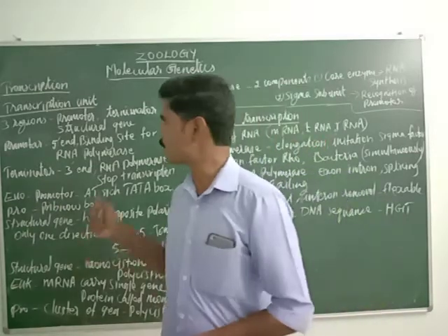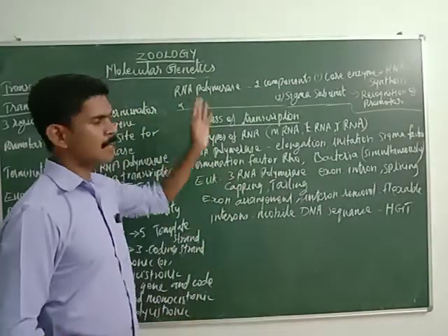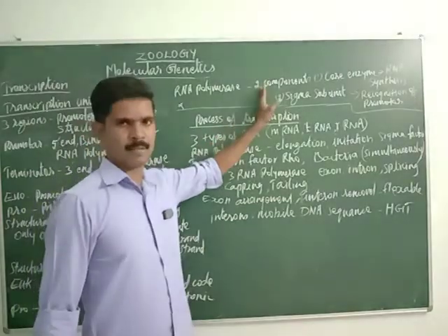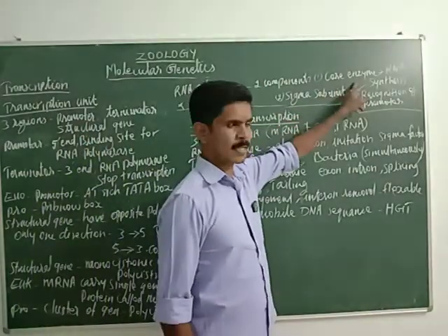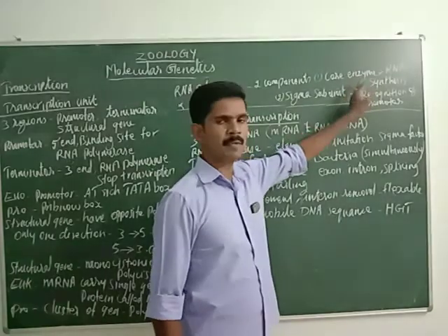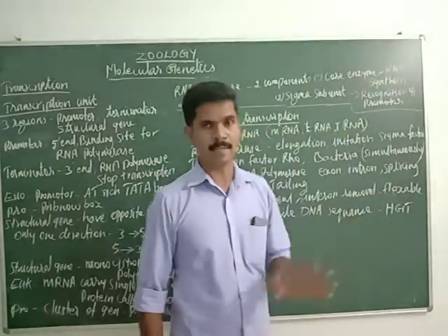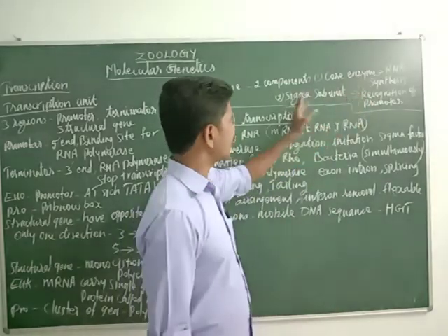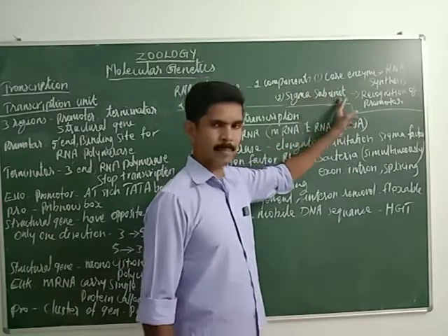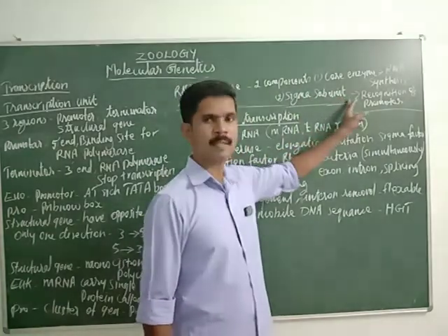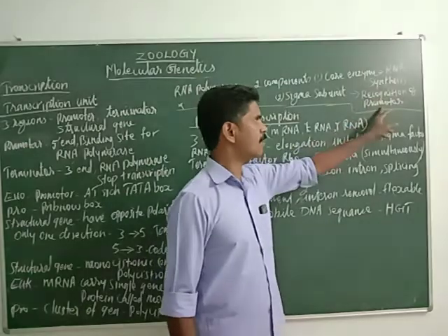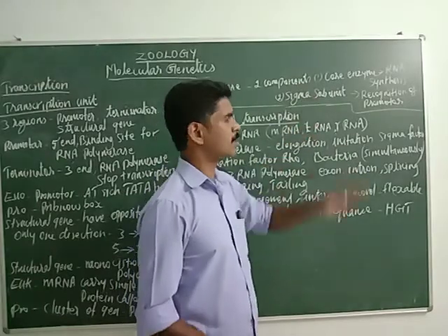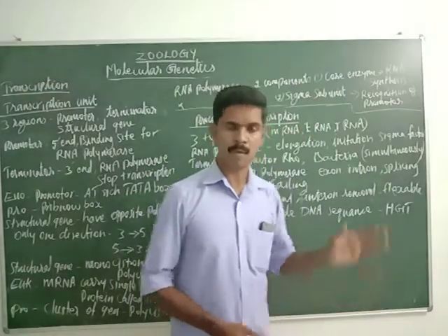Then the next point about this transcription unit is the RNA polymerase. DNA dependent RNA polymerase consists of two important components. The first component is called the core enzyme, which is responsible for synthesizing RNA. The second component is called the sigma subunit, which is responsible for recognizing, that is, identifying the promoters. The sigma subunit component is very important. Hope you understood this point.